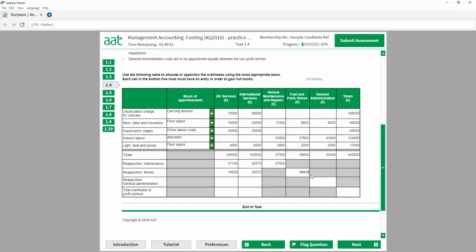And finally the general admin. General we have a total of 53,400. So this 53,400 we make it equal. The question said apportion it equally. So we have 26,700, 26,700. That's it. And after all, you have to make the total. And the total here is 202,353. For this one, 240,147. And the final gross total, 442,500.